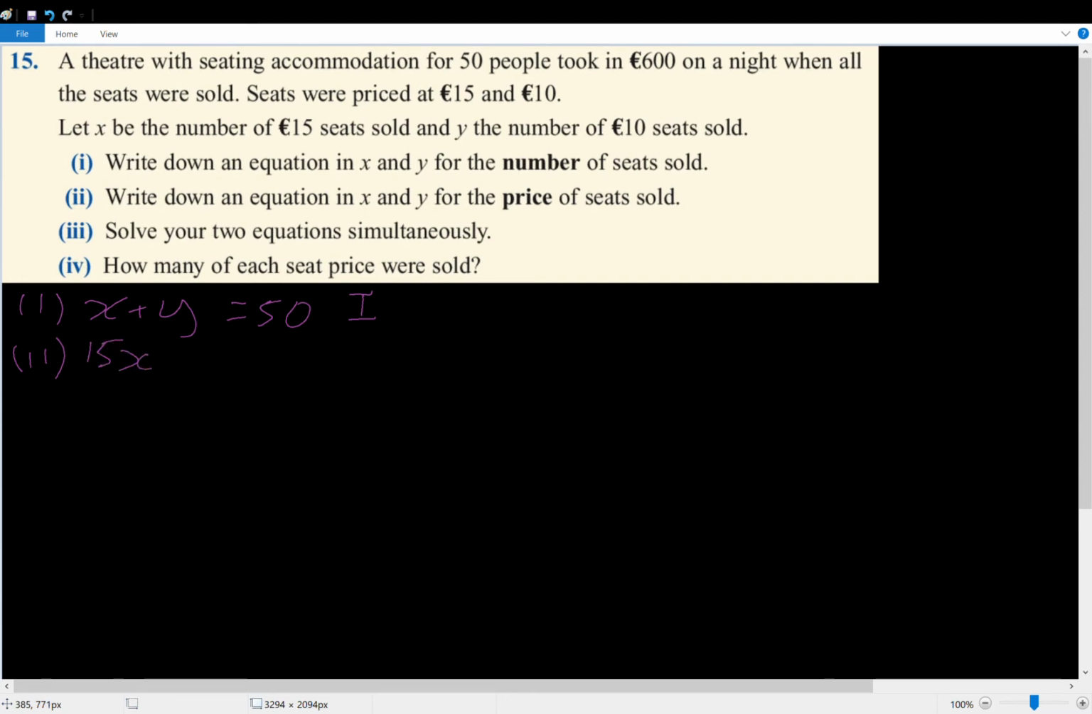And the amount of money they made from the €10 seats is going to be the number of those seats multiplied by the cost of those seats. Well, the cost of the €10 seats is €10 and the number of them is Y, so that's going to be plus 10Y. That's equal to 600. And that's our equation 2. For part 3, we've got to solve our two simultaneous equations.